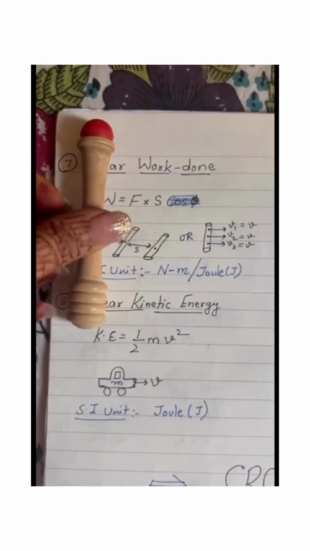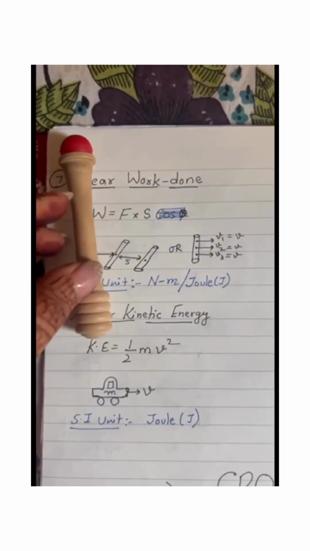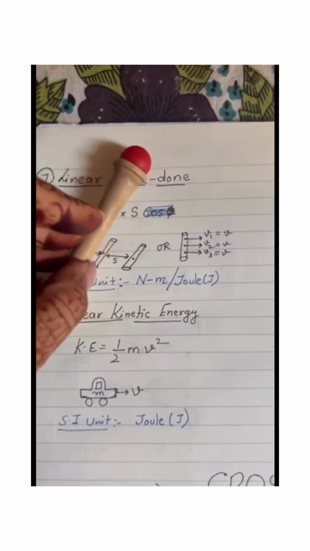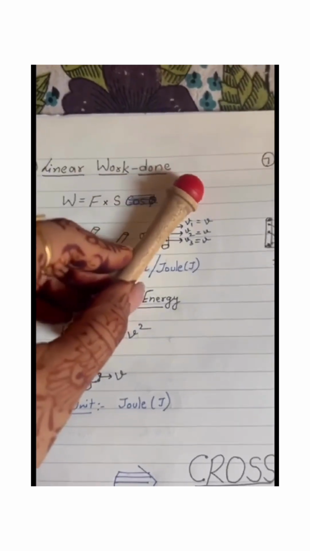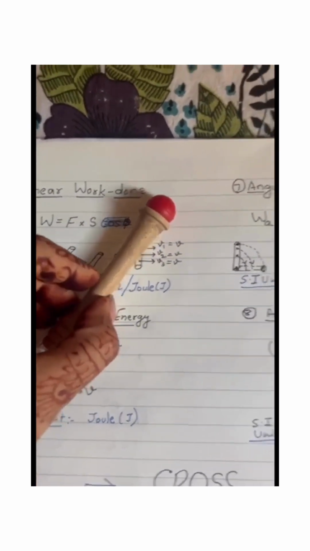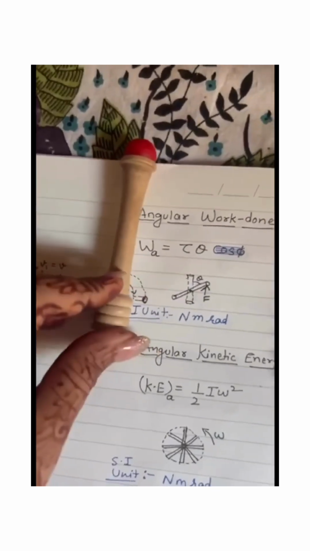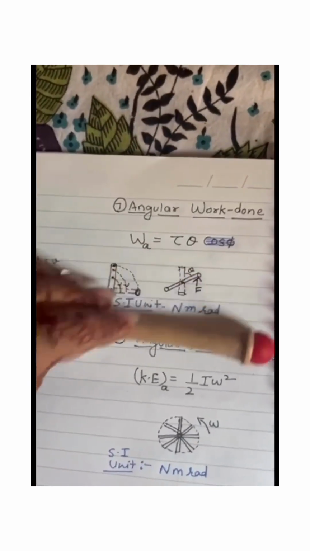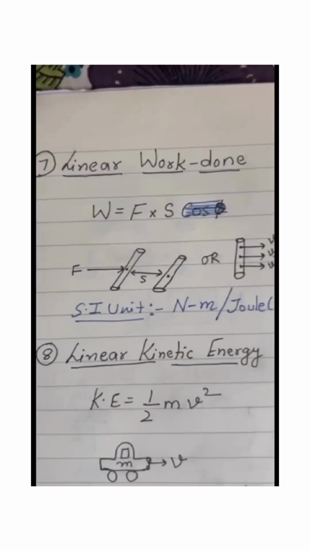Next, we will see the analogy between linear work and angular work done. Linear work done is force into linear displacement, so angular work done is torque into angular displacement as shown.